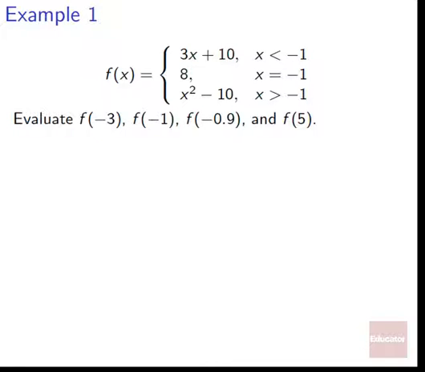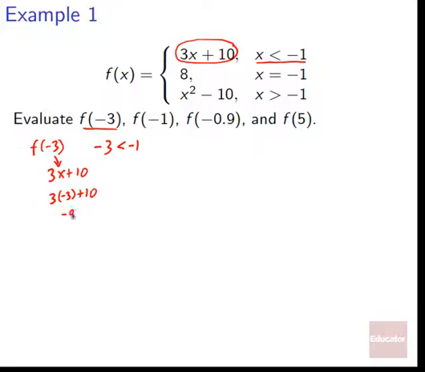So first one, just to get started, let's evaluate this function at 4 different points. f of x equals 3x plus 10 when x is less than negative 1, 8 when x is equal to negative 1, and x squared minus 10 when x is greater than negative 1. All right, so at f of negative 3, first we've got to say, which category do you belong to? Well, negative 3 is less than negative 1, so it belongs to the 3x plus 10 rule. We plug in the negative 3. We've got 3 times negative 3 plus 10, negative 9 plus 10. So f of negative 3 equals 1.